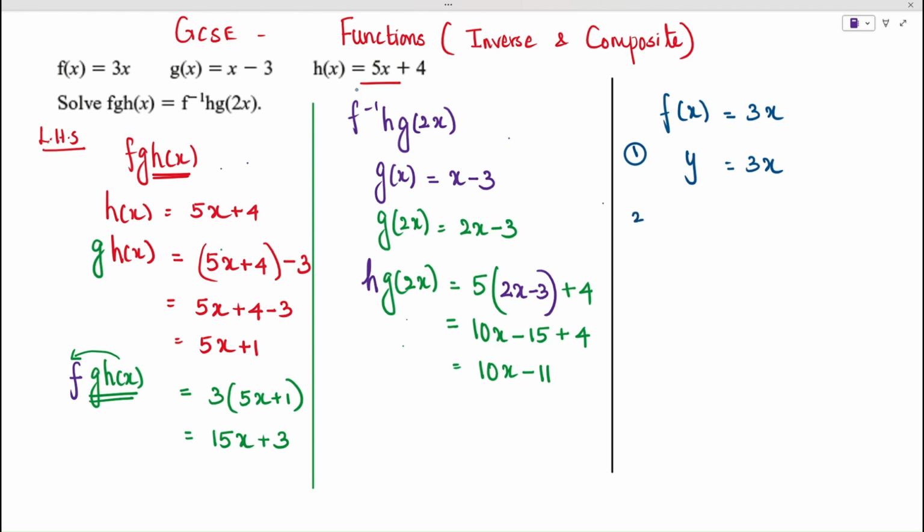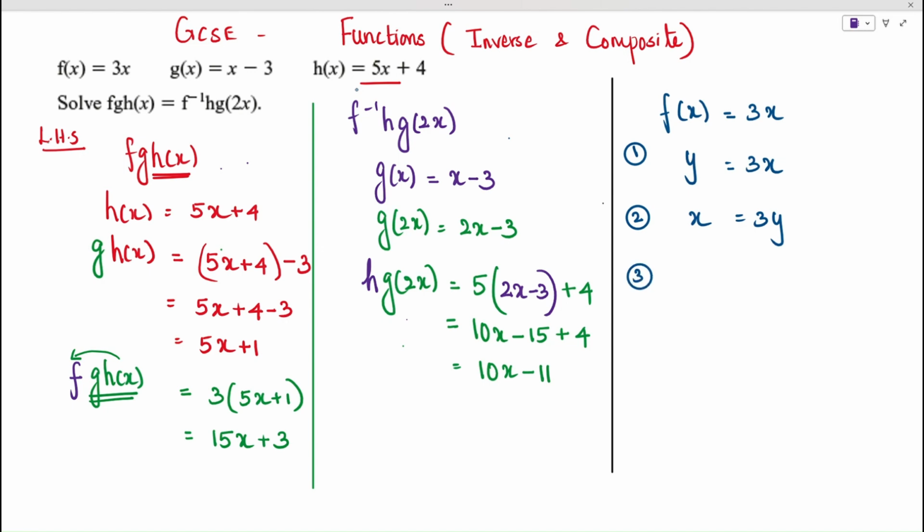Now for step 2, we're going to swap our x and our y values. So x is equal to 3y. If there is more than one x value, you want to replace all of those with the letter y.